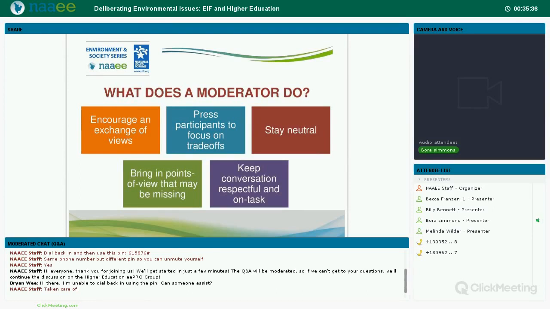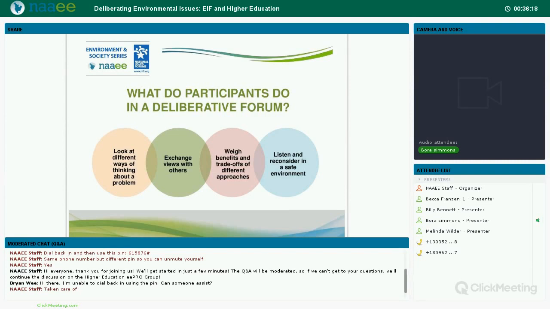It's also important that the moderator watch the discussion in terms of what types of points and viewpoints are missing. Sometimes in a forum, in classrooms and on higher ed campuses, you might have a fairly homogeneous group of participants, and so certain voices are just not being heard. The moderator can bring those voices into the discussion. And obviously it's really important that the moderator keep the conversation respectful and on task and on time.